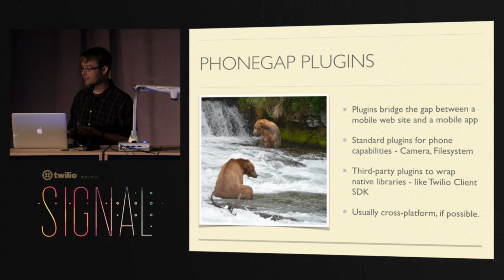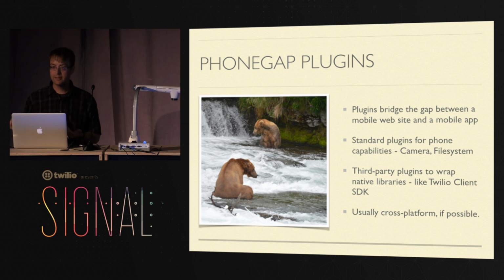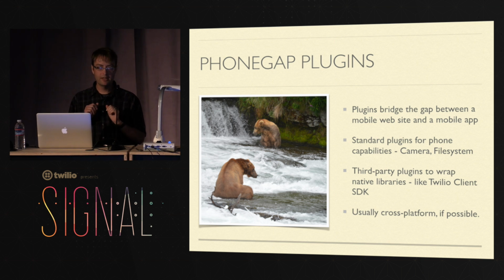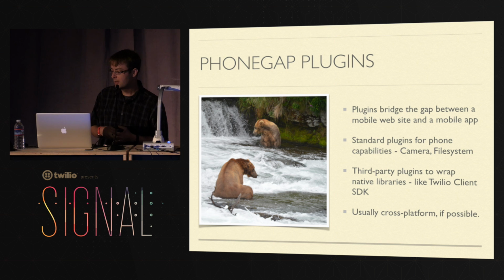One of the other things you'll find is that there are a lot of third-party plugins to wrap native libraries. One example of that is the Twilio Client SDK, in the sense that it runs using a lot of native code. It can't really run as just JavaScript. So these third-party plugins wrap these native modules so that you can access them in JavaScript and not in the underlying Java or the underlying Objective-C.